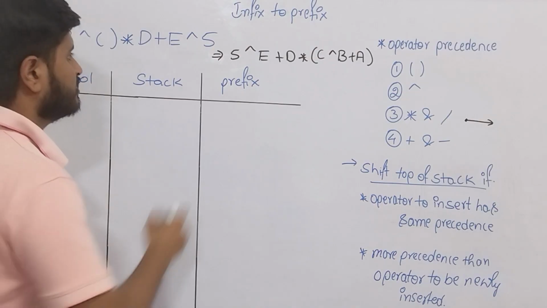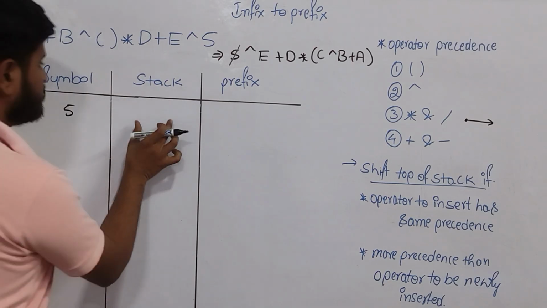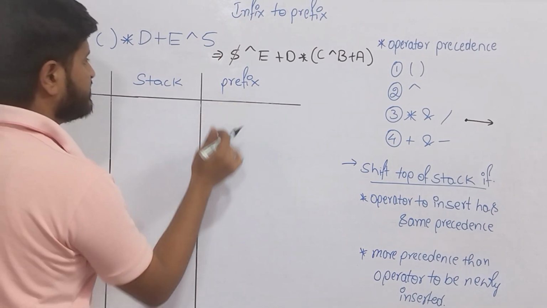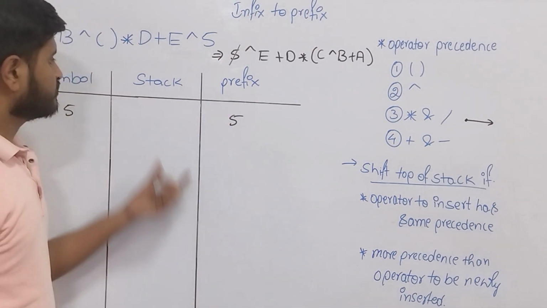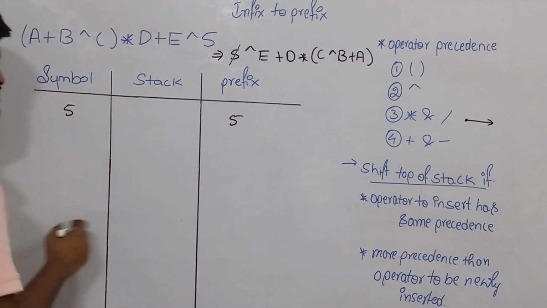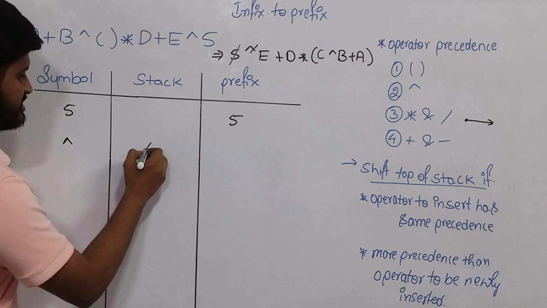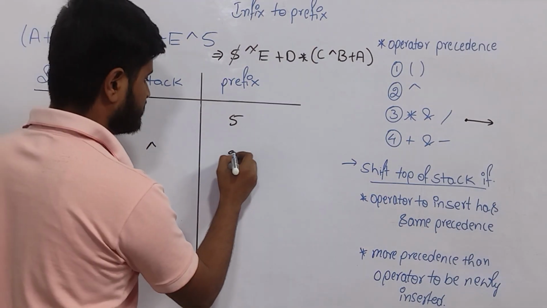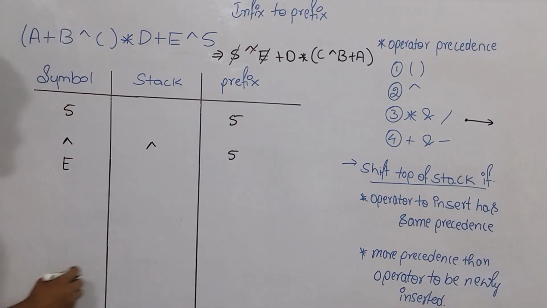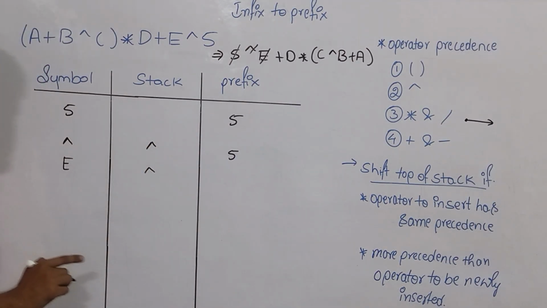Now let's solve one by one. The first one is 5. It is a symbol that will not be inserted in the stack, so it will be inserted in the prefix directly. In the stack you are only allowed to insert the operators themselves, that is plus, minus, exponential, and so on. Next is exponential, so the symbol is exponential. I will insert it in the stack and my prefix will remain as it is. Next, capital letter E. The symbol is capital E, so I cannot insert it in the stack. The stack will remain as it is from the previous step.